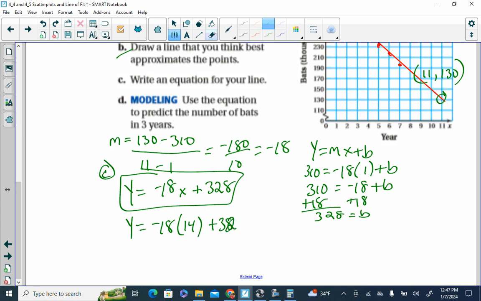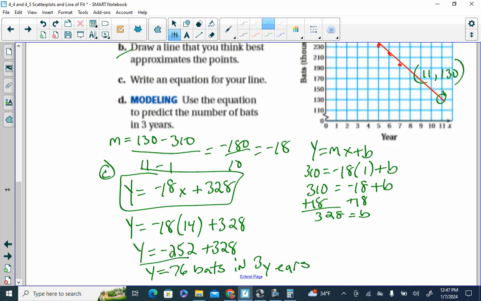Let's clean that up a bit. Negative 18 times 14 is negative 252, so y equals negative 252 plus 328. Y equals 76 bats in 3 years. All right, that's part D.